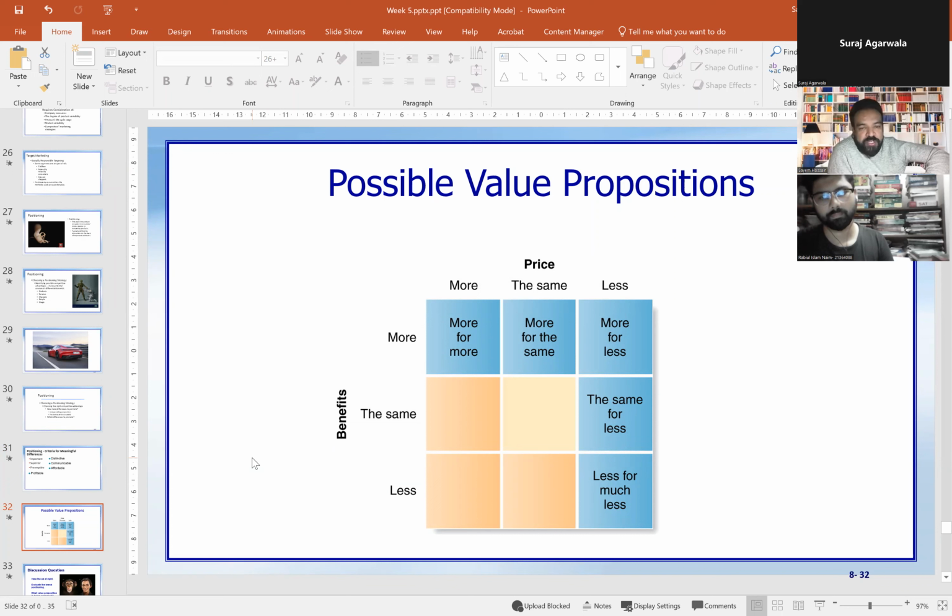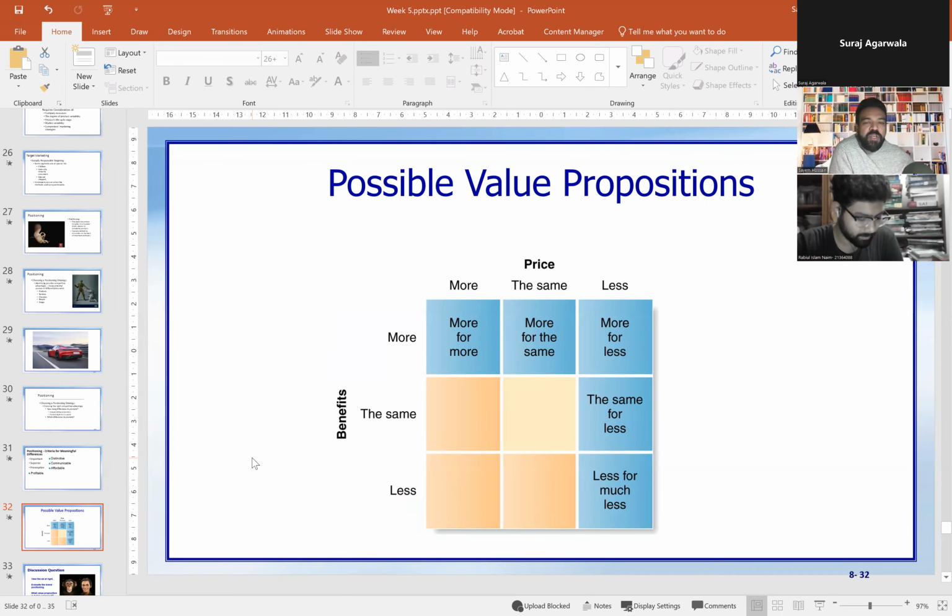Possible value propositions. Depending on benefits and price, this is a matrix that shows possible value propositions, and it is a positioning technique. If you see price and benefits as two different axes, maybe more for the same, more for less, and more for more. So it's all about price and benefit. We can put different products into these categories.